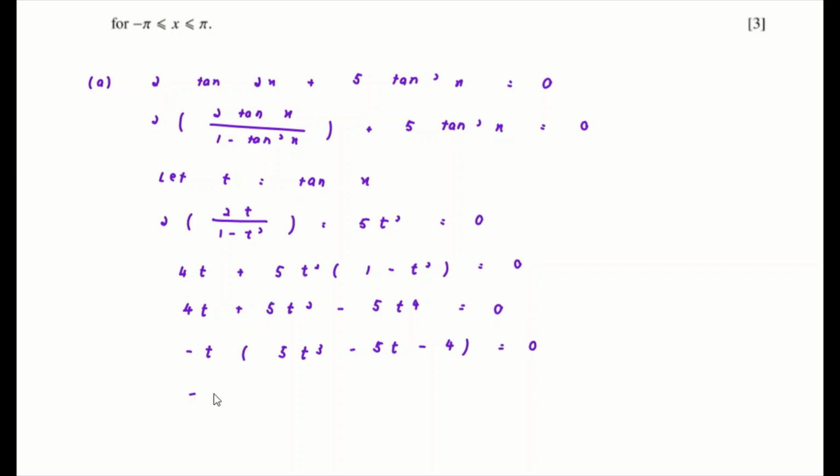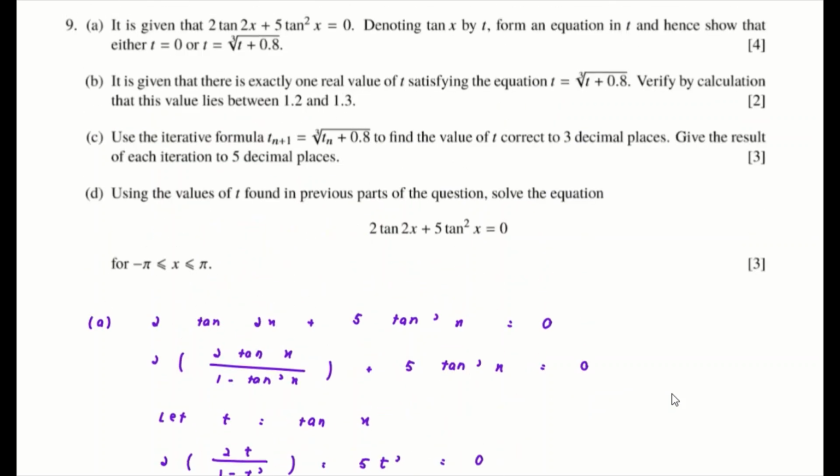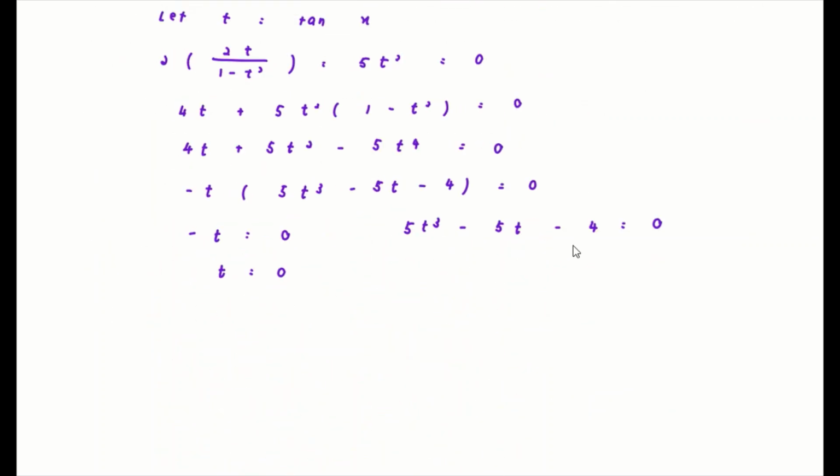So in this case, negative t equals 0, which means t equals 0. Then the other thing that we have is 5t cubed minus 5t minus 4 equals 0. So I'll try to rearrange them a bit, so that we're only left with 5t cubed equals 5t plus 4. Then divide the whole thing by 5.